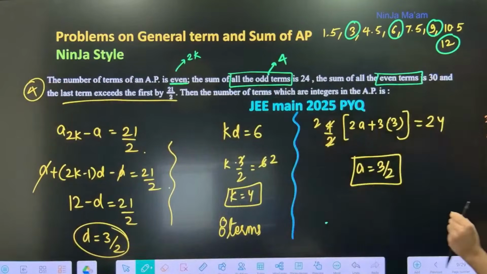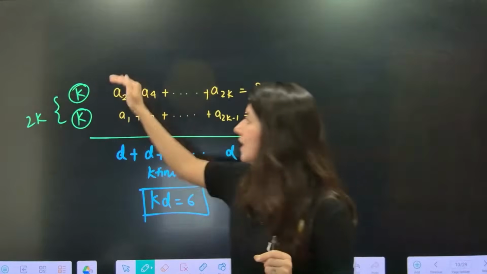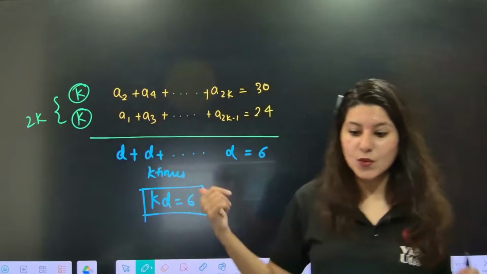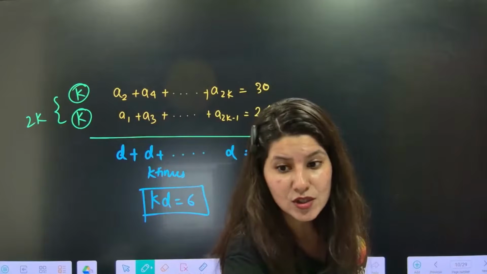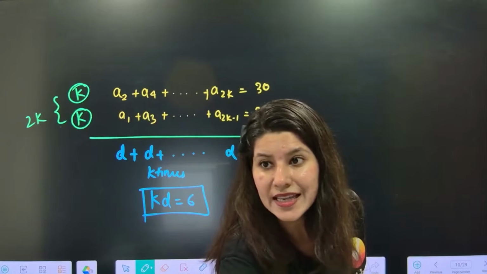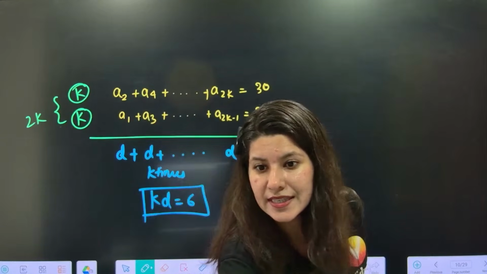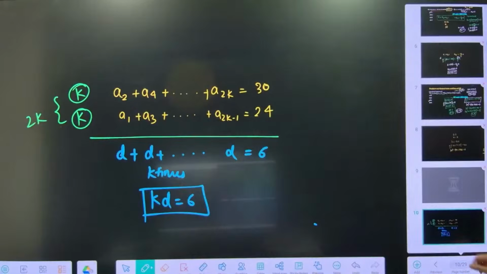Okay, so what's the ninja style over here? Tell me. These two equation solving is going to be the game changer. Otherwise, this question will be a little lengthier for you. Okay. Yes, everybody? Clear? Okay.